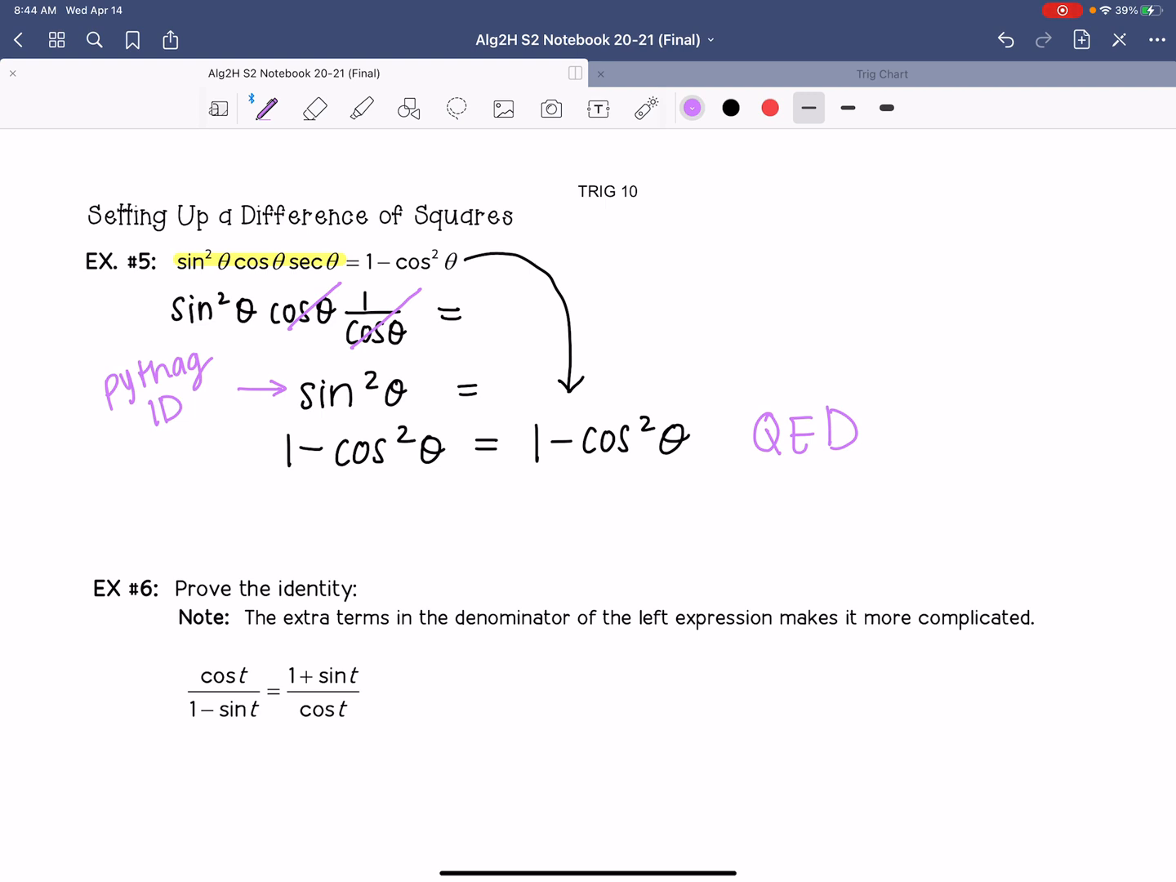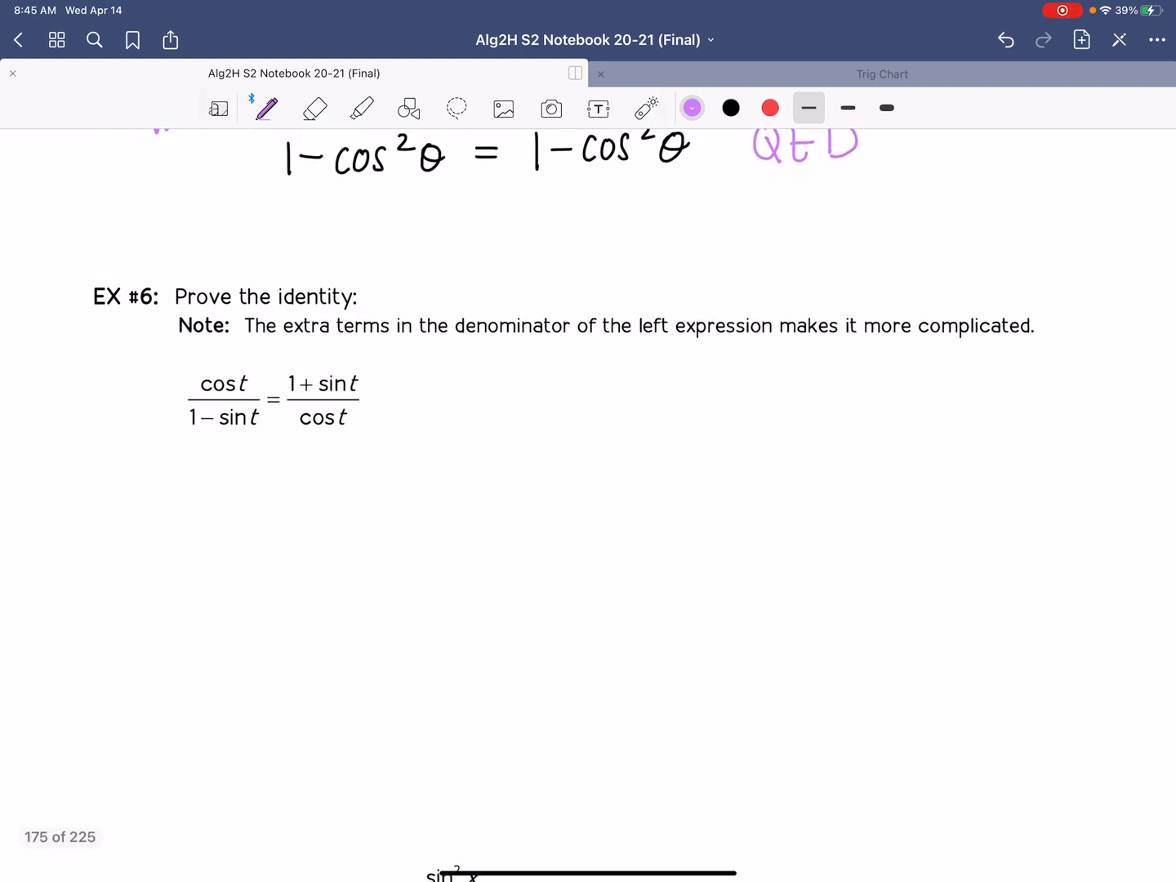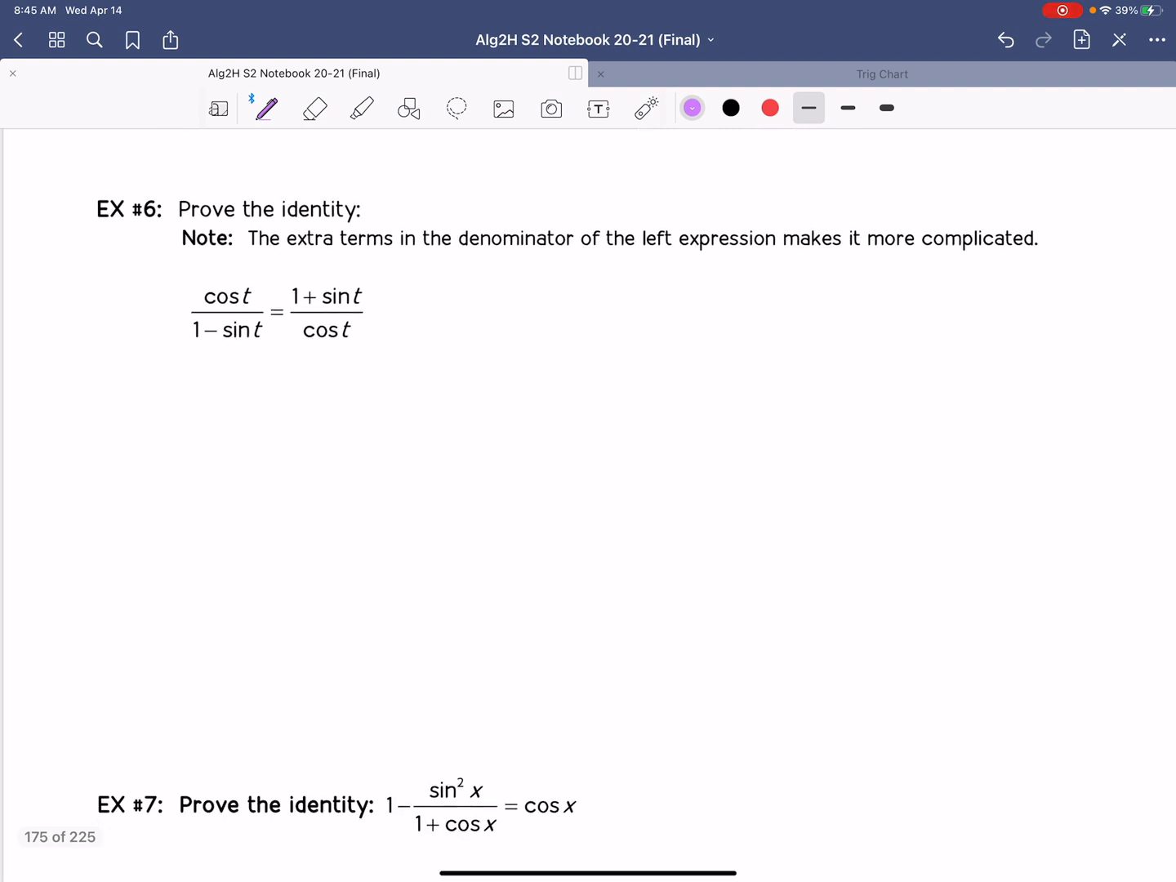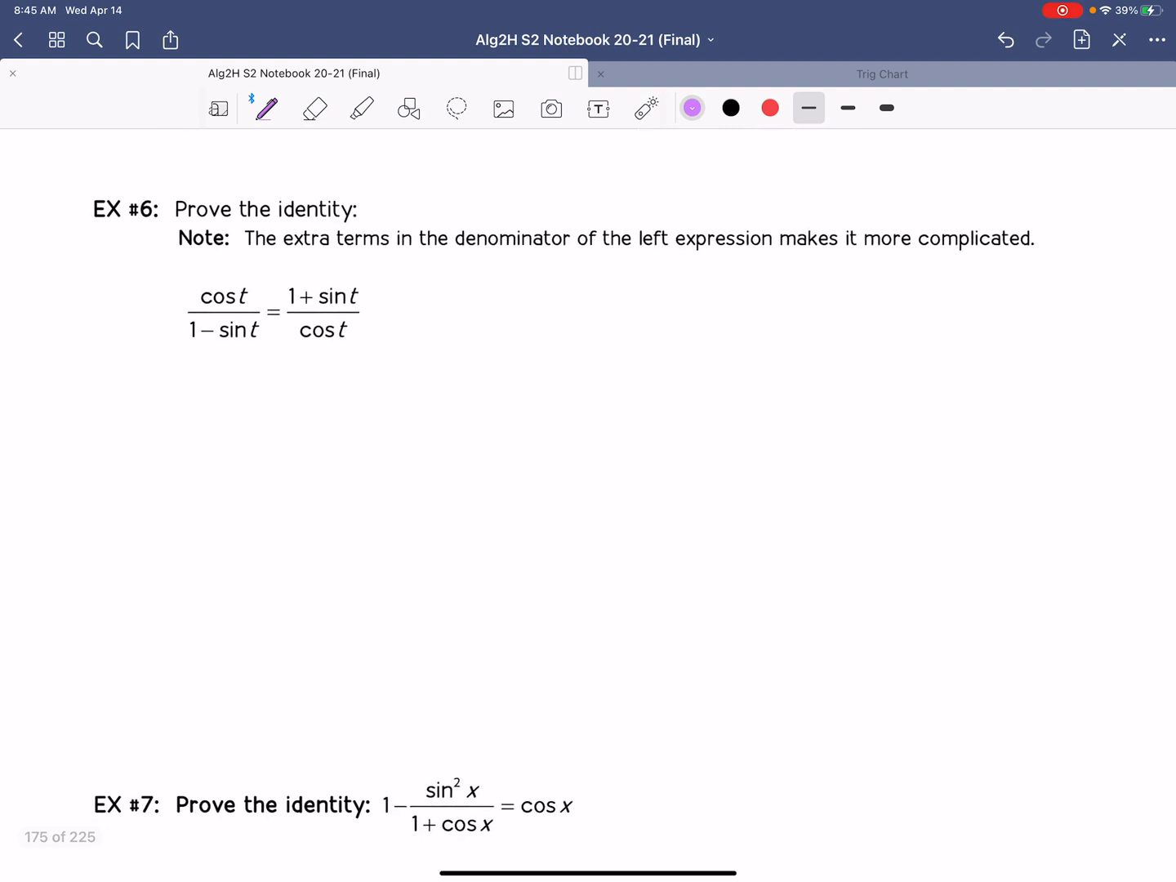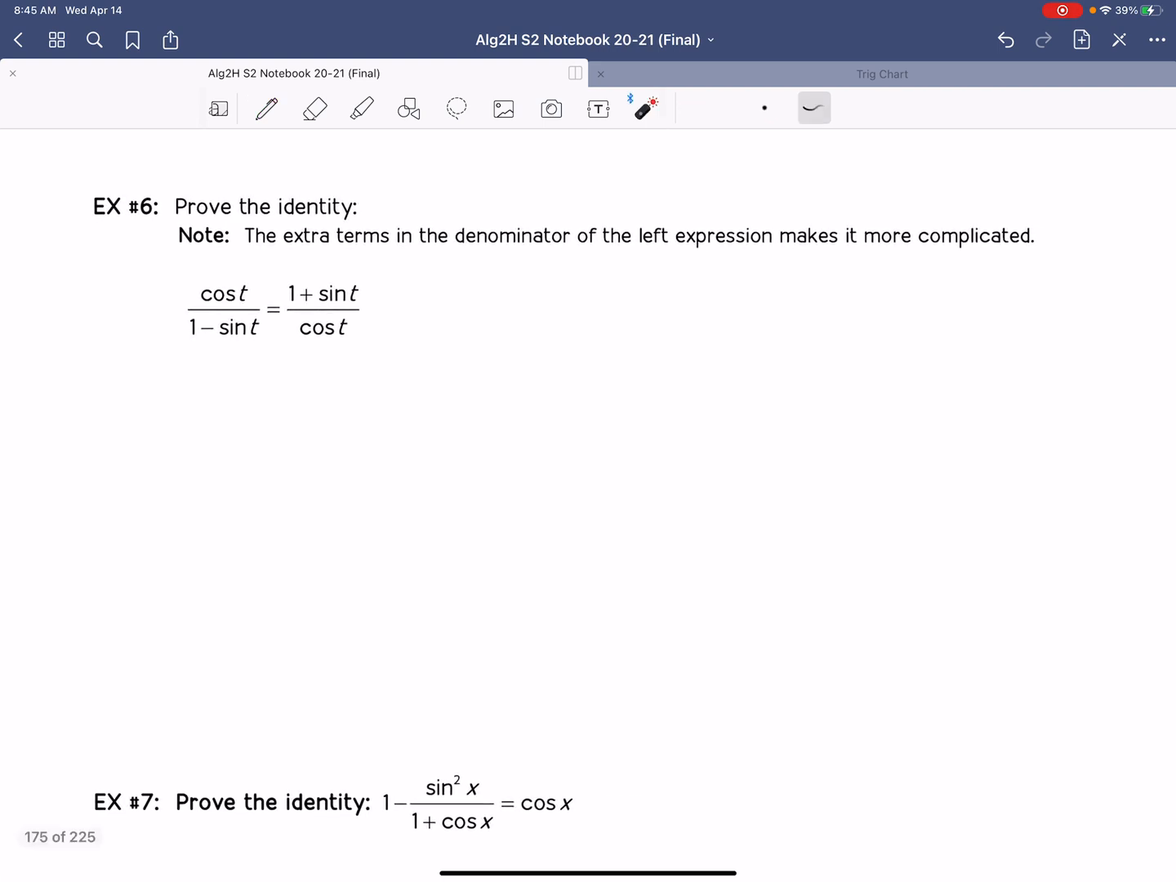Okay, so hopefully you guys are starting to see some things. Okay, this one, and it gives us a note to help us with this one. Looking at this one, I don't really know which one's more difficult. But since the left side has an extra term in the denominator, it makes it more complicated. So this is my complicated side, and I'm going to manipulate the left.